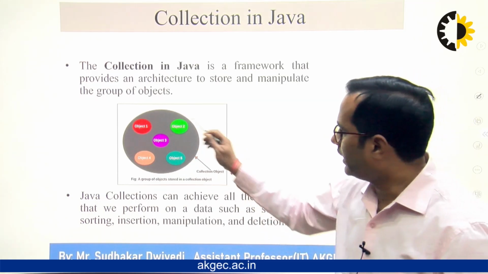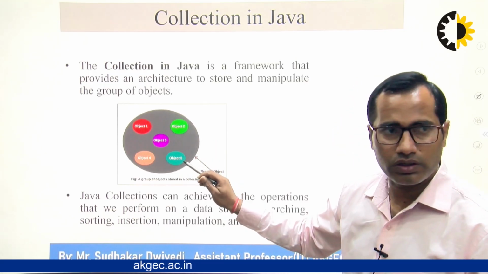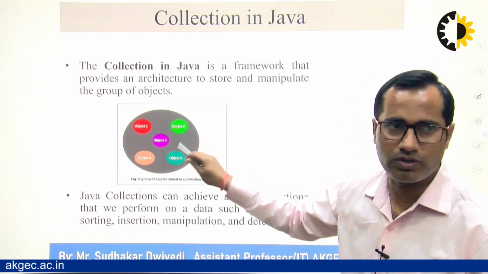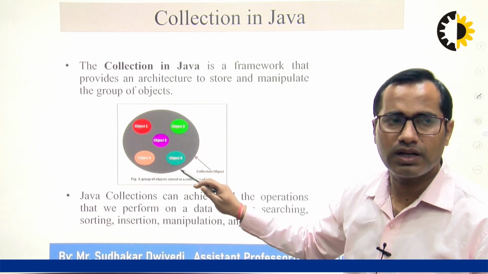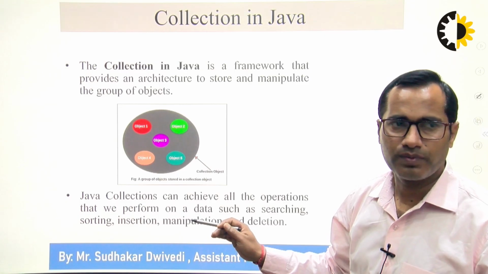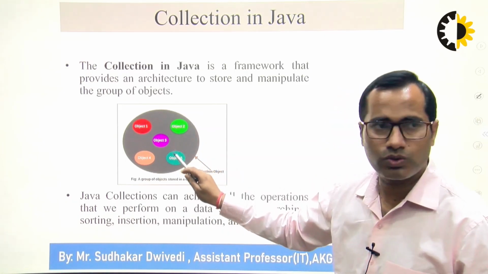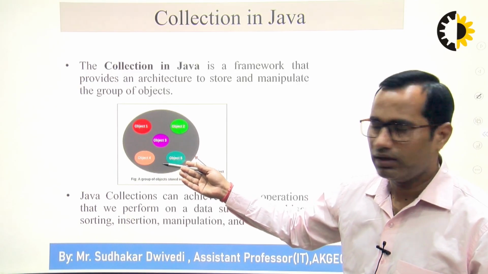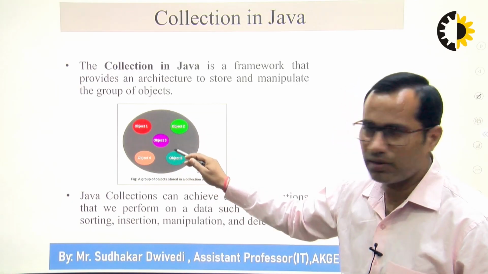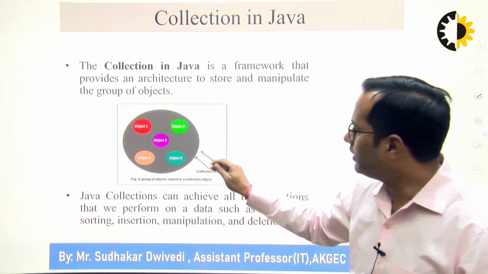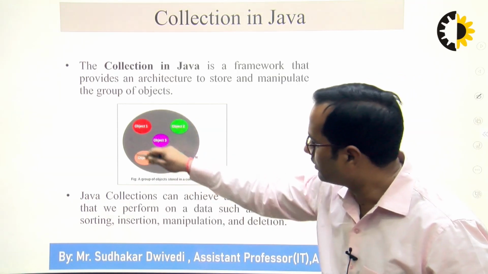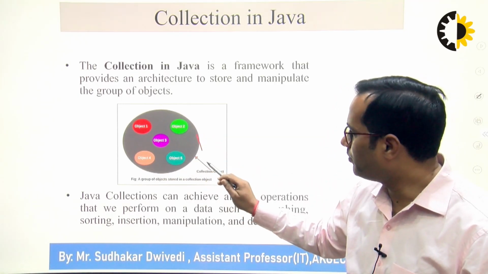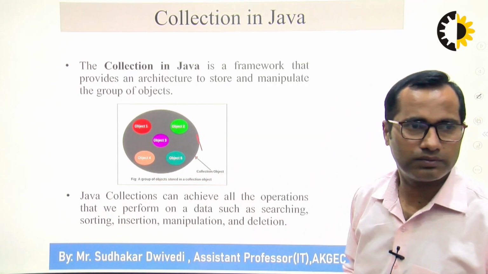But in the collection, we are not going to store the actual physical copies of the objects. We only store the references of the objects. So collection means a collection of objects, but it does not actually store the actual physical copies of the objects. It only stores the references of multiple objects. That's why I am saying it acts as an object. The collection acts as a single object that stores multiple elements in it.